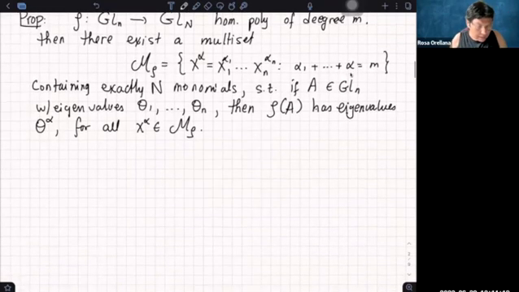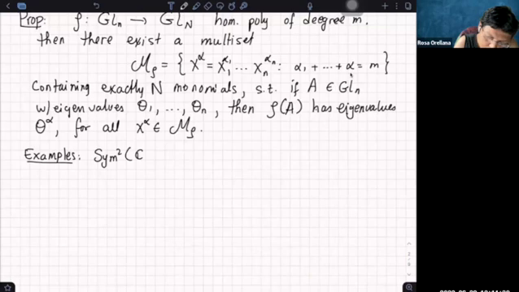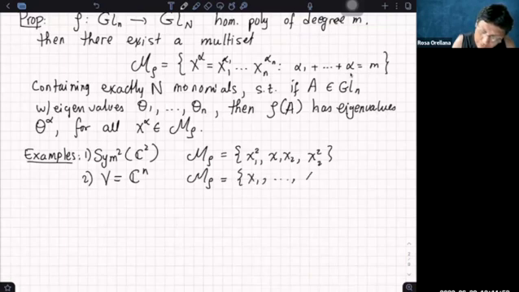So here, in our running example, the two representations that I had: when you have the representation Sym^2 C^2, in this case we call it rho, and the eigenvalues of the matrix look like this: x1 squared, x1 x2, x2 squared. And for the other example, the defining representation, if you do C^n, then the multiset is just x1 up to xn.